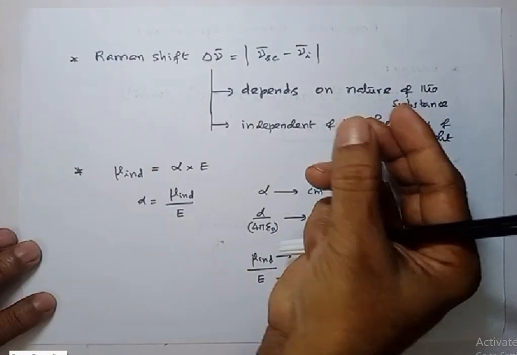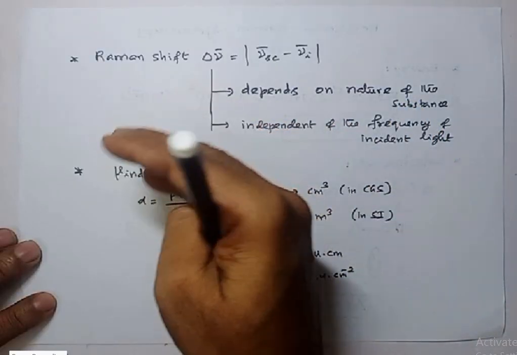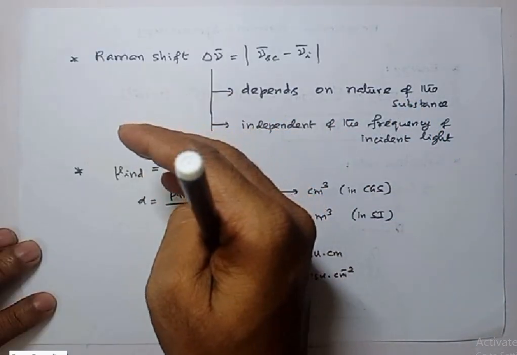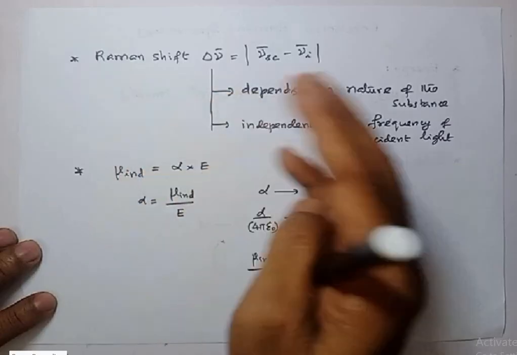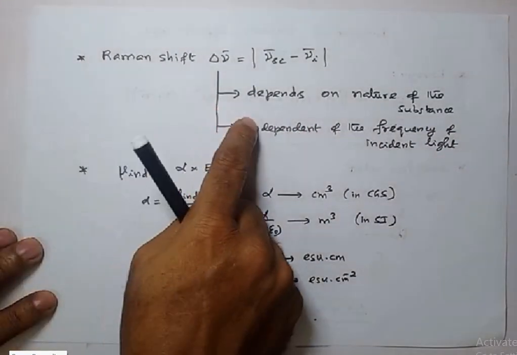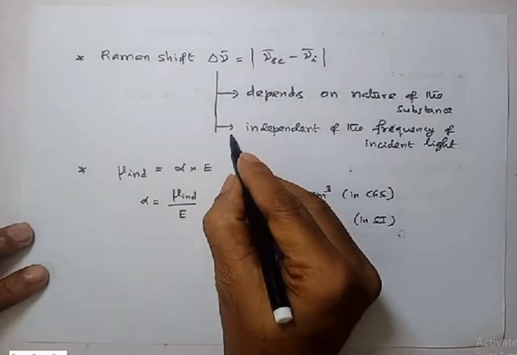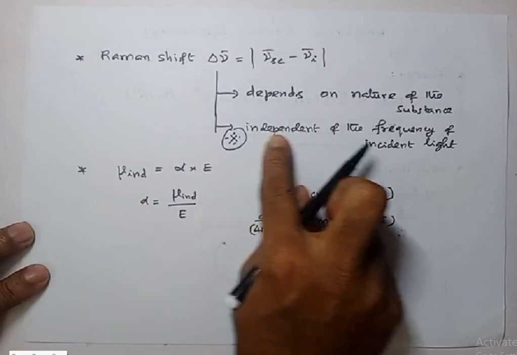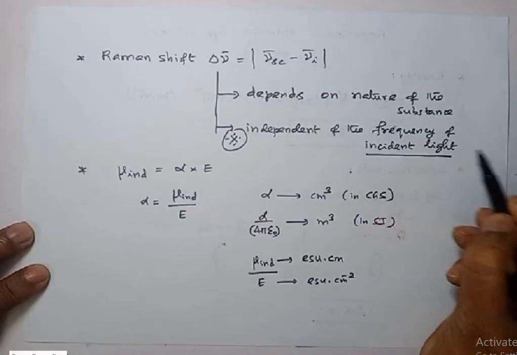Meaning, it depends on the gap between adjacent rotational levels and the gap between adjacent vibrational levels. It depends on the nature of the substance. But this is very, very important: Raman shift is independent of the frequency of the incident light.